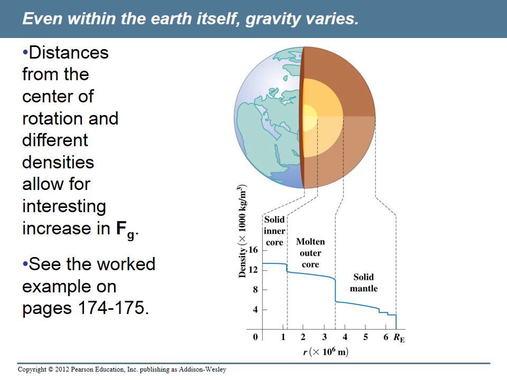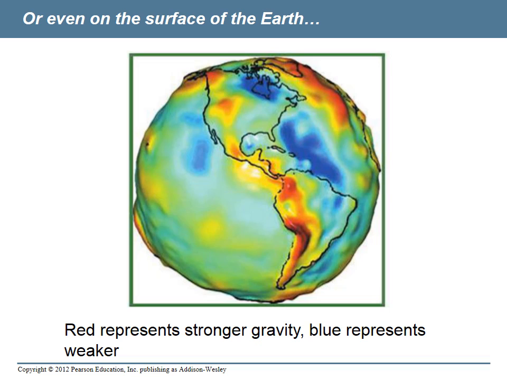And so even within it, since the gravitational attraction force is proportional to the mass, if I have more mass, I'll have more gravity here. So you get a variation of gravity within the Earth. Here's a picture of this, better illustrated. You see that the red areas are where there's stronger gravity, and blue areas are where there is weaker gravity. And it's not necessarily uniform.